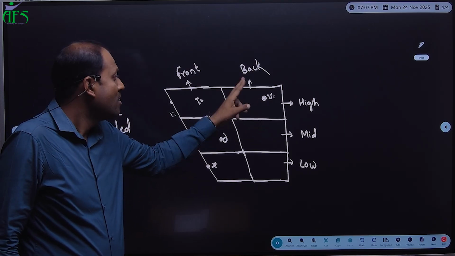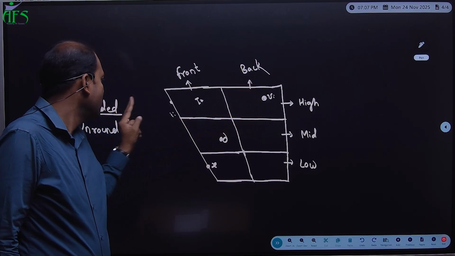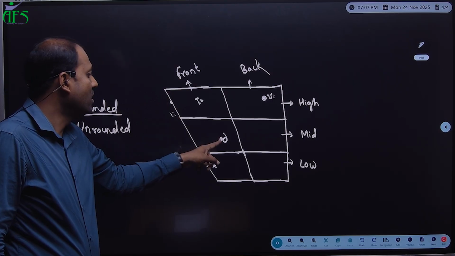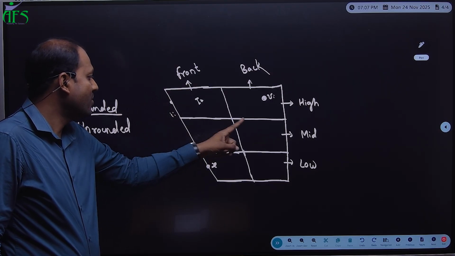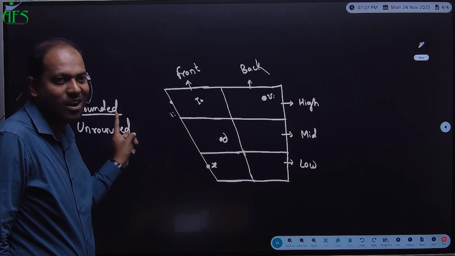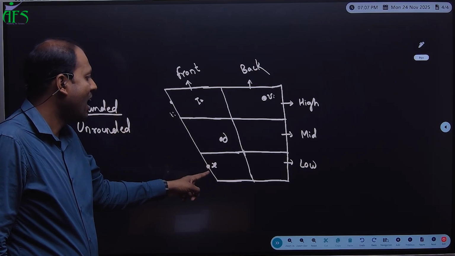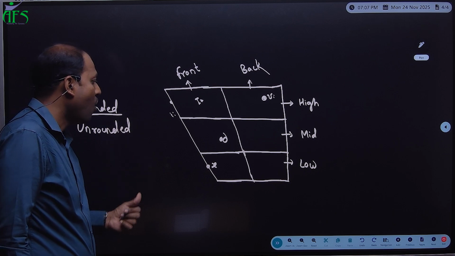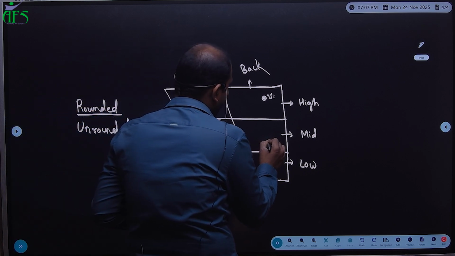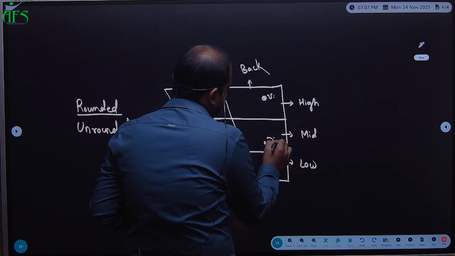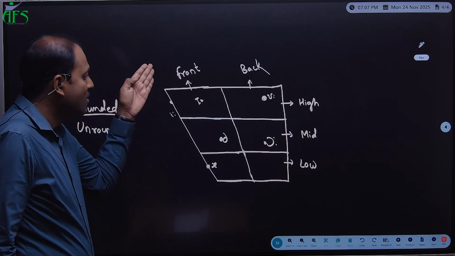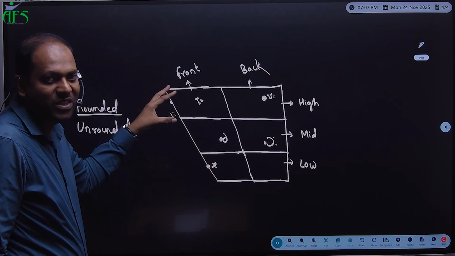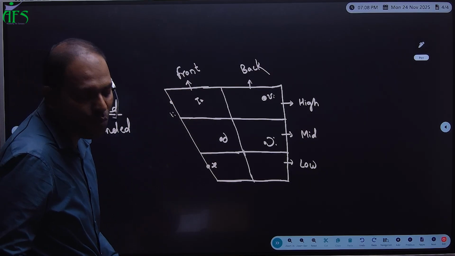Oo, back, high, rounded vowel sound. Front, mid, unrounded. Ah, front, low, unrounded. Or back, mid, rounded sound. That's the description of the vowel sound.